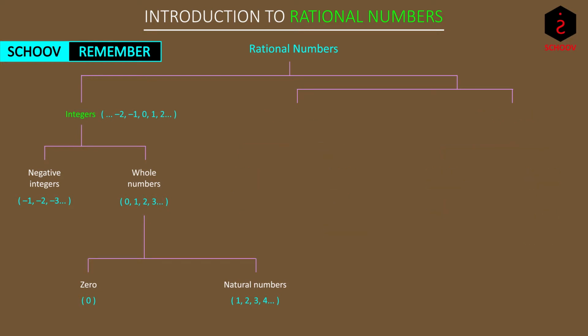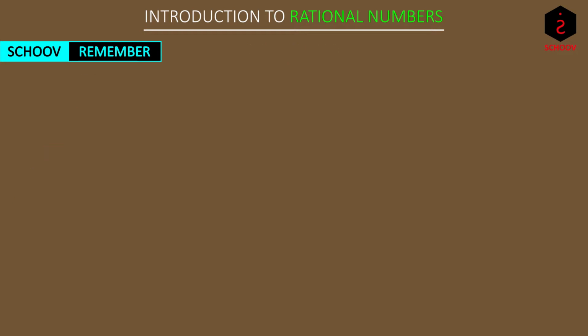Instead of positive and negative fractions, we have positive rational numbers and negative rational numbers. And positive rational numbers are called fractions. Alright, let's have a look at the concept of rational numbers in another interesting way.